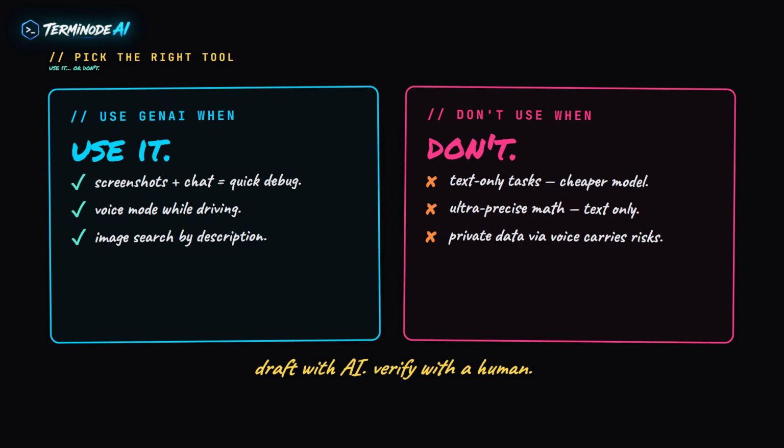Now the flip side, there are also situations where you should skip multimodal AI entirely. Avoid it when, first, text-only tasks, cheaper model. Second, ultra-precise math, text only. Third, private data via voice carries risks. Picking the right tool for the right problem is half the skill of working with AI in 2026. Multimodal AI is powerful, but only when the problem fits. Using it in the wrong situation costs you time, costs you money, and gives you worse answers than something simpler would. That is the most common mistake, reaching for the most capable tool when a smaller one would do the job better. Here is the wild part.